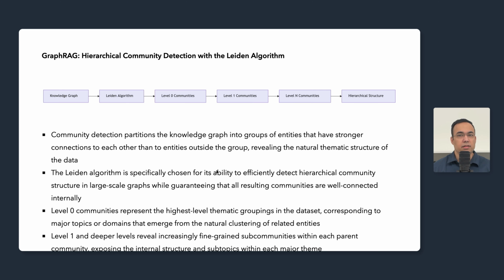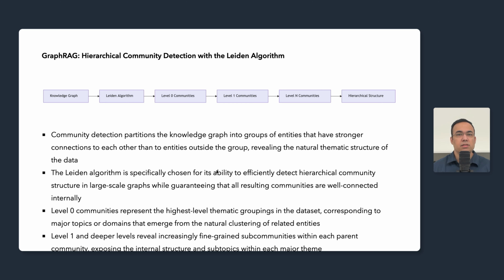The hierarchical structure is a critical feature. Level 0 communities represent the highest-level thematic groupings in your database. These correspond to major topics or domains that emerge from the natural clustering of related entities. If you're indexing news articles, level 0 communities might correspond to broad categories like politics, sports, and technology. Level 1 and deeper levels reveal increasingly fine-grained subcommunities within each parent community. Within the technology level 0 community, you might have level 1 subcommunities like artificial intelligence, cybersecurity, and consumer electronics. Within the artificial intelligence subcommunity, you might have further subdivisions.